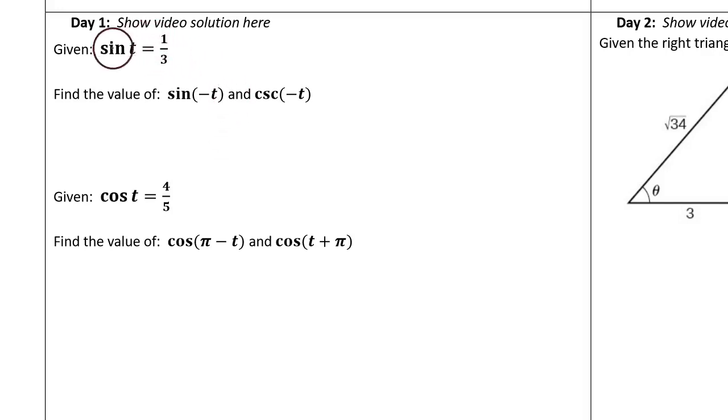Here is the answer for day 1. We're given that the sine of some angle t is equal to 1/3. We want to find the value of the sine of a negative t angle. Let's make a unit circle picture.